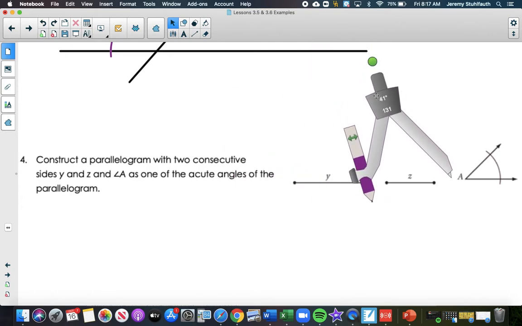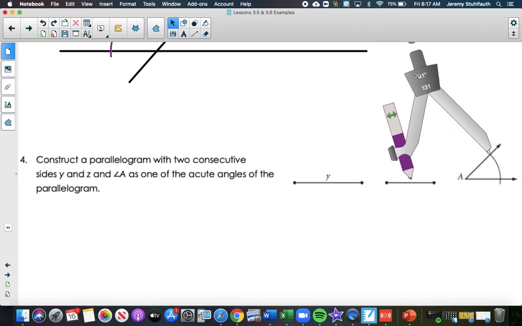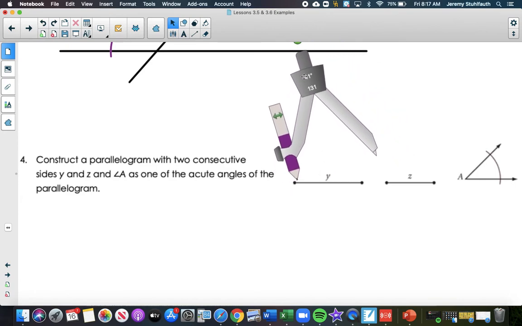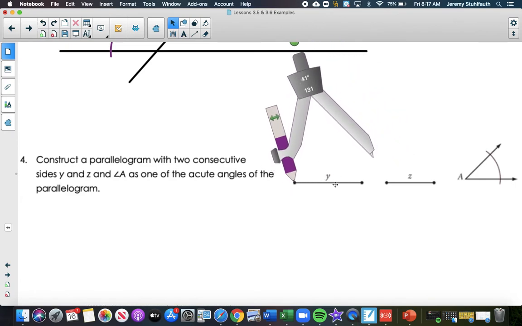A parallelogram is a four-sided shape with two pairs of parallel sides. So what we're going to do, here's what we're given. We're given one length of a side, we're given another length of a side, and we're given one of the angles that needs to be in that parallelogram.